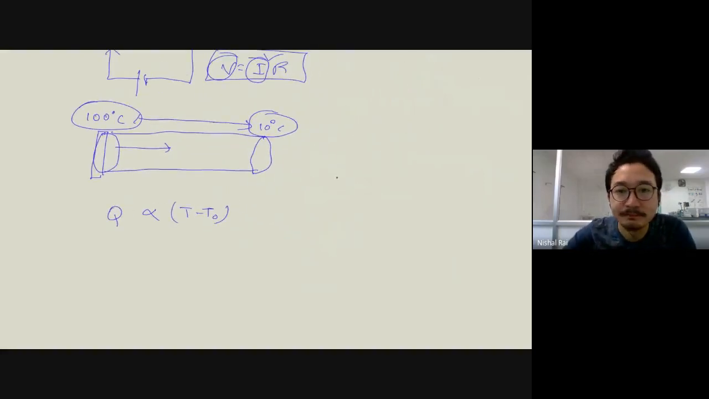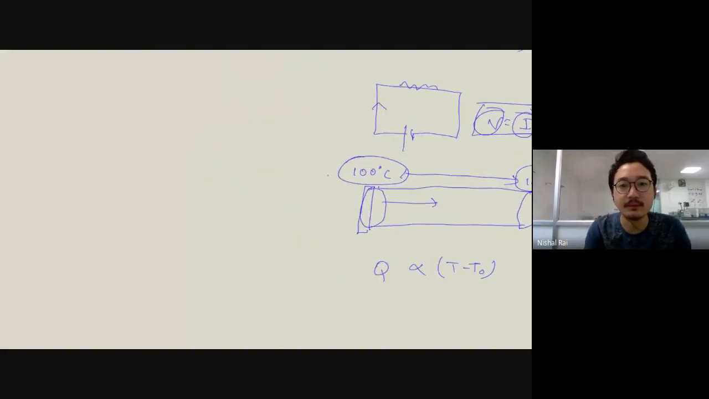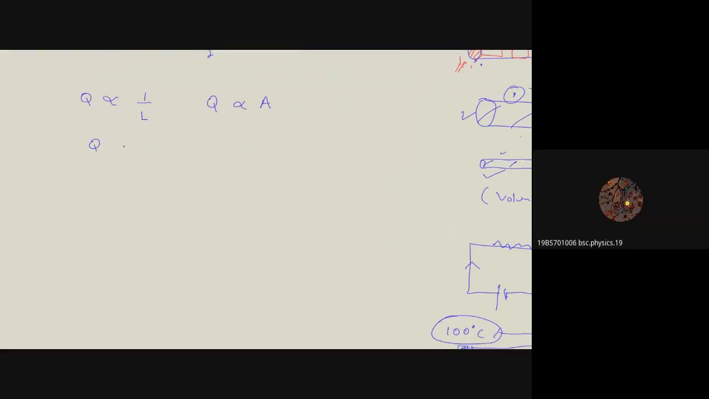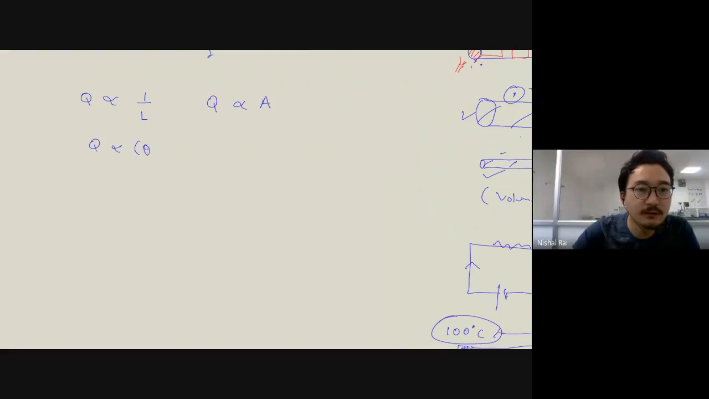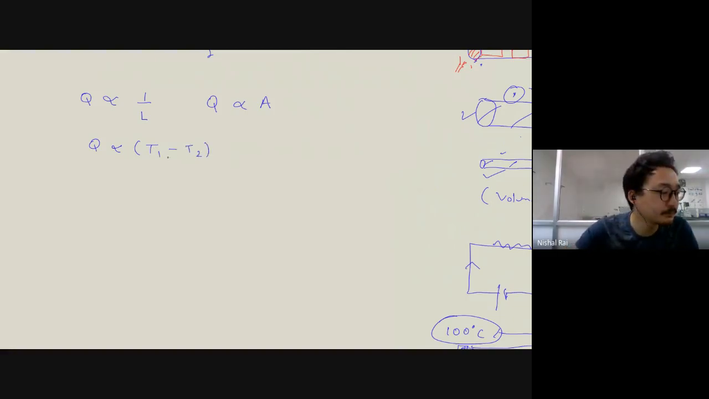Let's consider another scenario. You have the same situation, but the temperature is 11 degrees Celsius and 10 degrees Celsius. Now, how long will it take for your energy to reach here? It will take extremely long. So that's why the heat is proportional to your difference in temperature. Is it clear from Newton's law? So it will be basically the difference, should I use T1, T2 or θ1, θ2? T1 minus T2. Is it clear now?